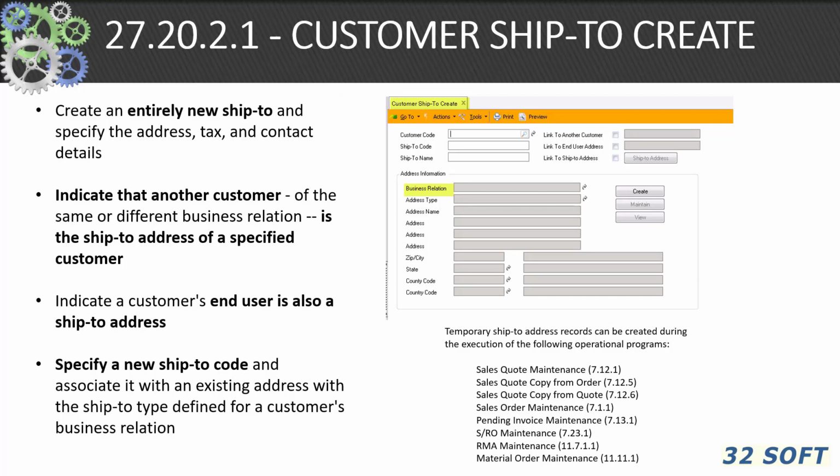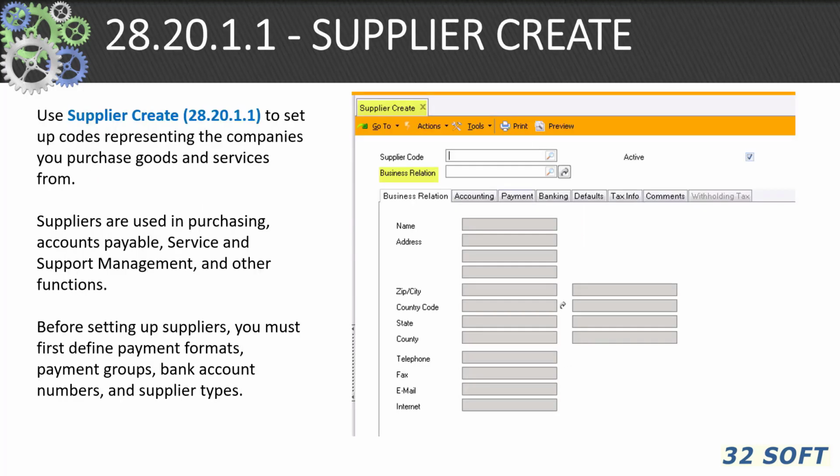The 27.20.2.1 customer ship to create. Here you can create entirely new ship to addresses. You can indicate that one customer has a ship to equal to another customer. For those of us who use the service and support module, this allows you to identify end users that are applicable to ship tos. Very helpful for service and support. And you can create new ship to records.